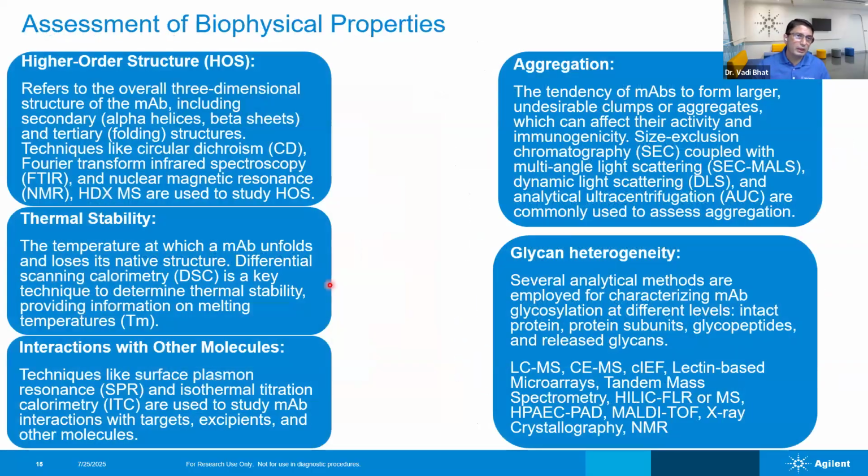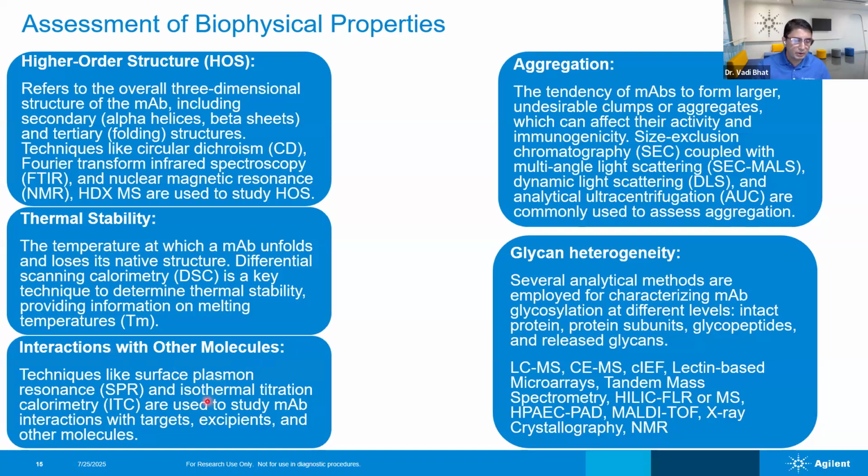Now, assessment of the biophysical properties, as I mentioned, higher order structures. Different types of instruments can be used, like CD, FTIR, NMR, HDX-MS, all of them can be used for the different types like primary, secondary, tertiary, and quaternary structures. Thermal stability is essentially the unfolding and loss of its native structure. It can be measured by DSC, looking into the melting temperature.